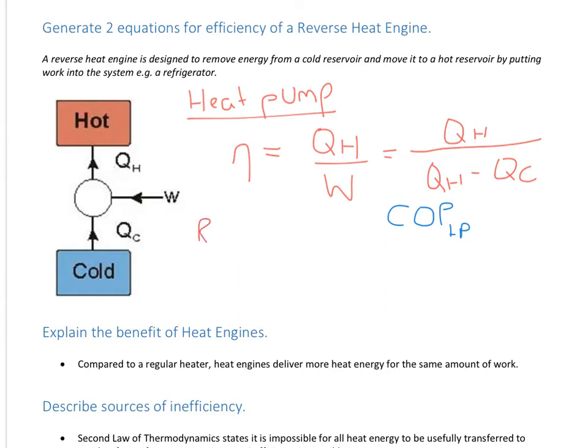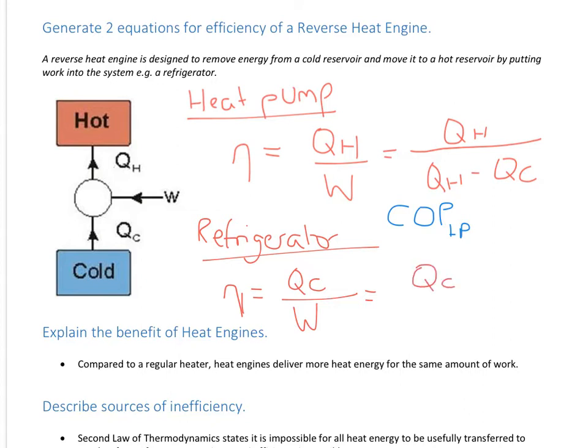We want to do this for a refrigerator. Your efficiency would be the useful heat transfer, which would be QC, because you're trying to remove heat, again divided by work, which would give you QC over QH minus QC, which is also known as the coefficient of performance of refrigeration. So by changing the subscript, you essentially change what it is.